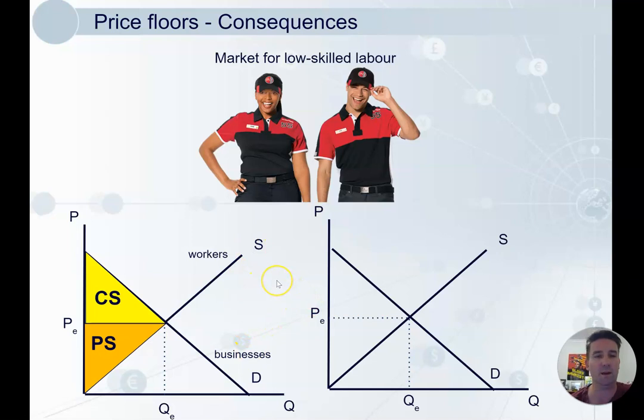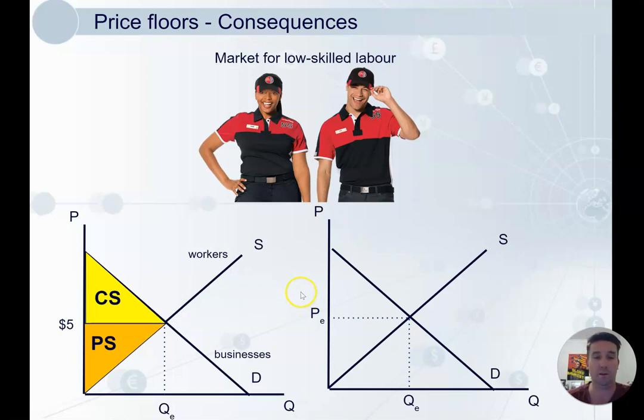So let's look at what happens in this market. Let's say the equilibrium price, where there's no shortage and no surplus, is $5. A $5 wage for low skilled workers. Now, the government is intervening here because they see that as a bit of a problem. Society really sees that as a bit of a problem. They think that is not enough for these people to live on.